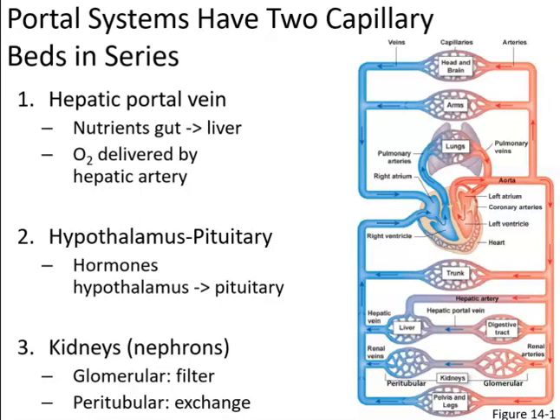And then, the anterior pituitary system also has its own capillary system. So we can see that this is an example of a portal system where two capillary beds are back to back. Okay. We will talk more about the kidneys when we get to renal physiology.